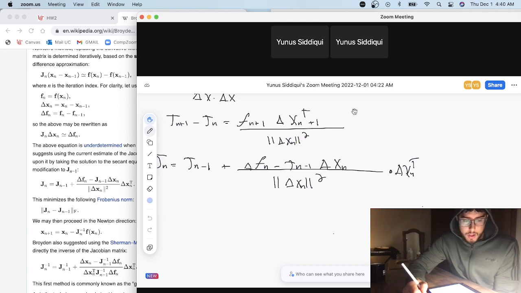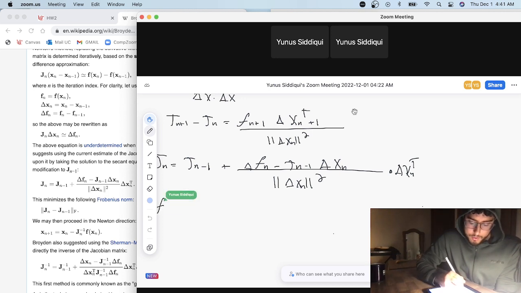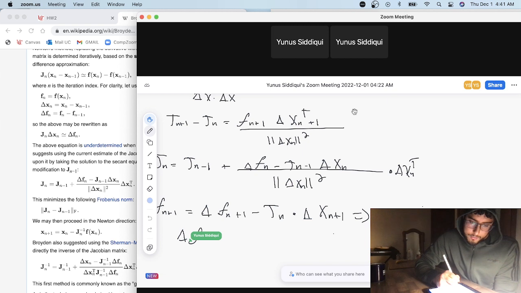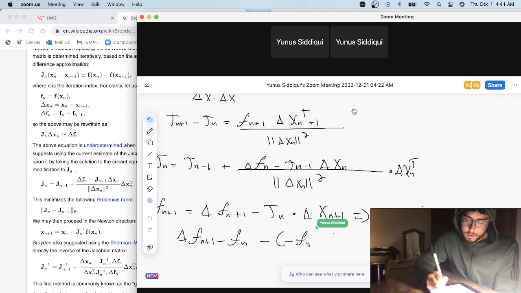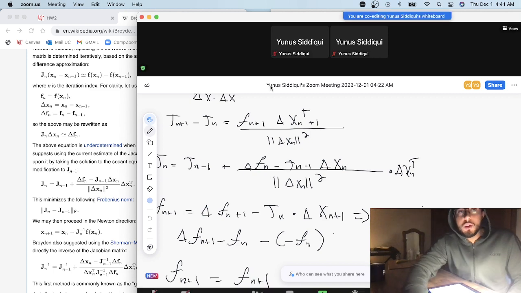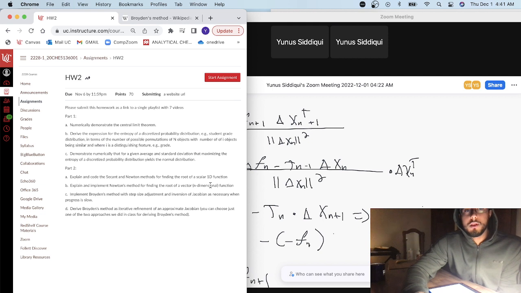Now that we found this, we can see the term, the function of n+1 minus the Jacobian of n multiplied by that change in x, the next guess, will essentially be the function of n+1 minus the function of n. And essentially what we're left with is the function of n+1 is equal to the function of n+1. From there, we are also able to derive Broyden's method as an iterative refinement of an approximate Jacobian.